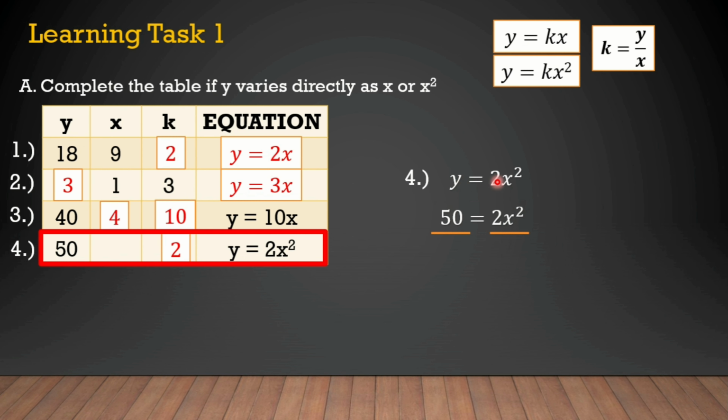Y is 50, 2x squared. Then, divide both sides by 2 para x na lang mamaya ang matira. So, 2 divided by 2 is 1. So, x squared na lang. And then, 50 divided by 2 is equal to 25.